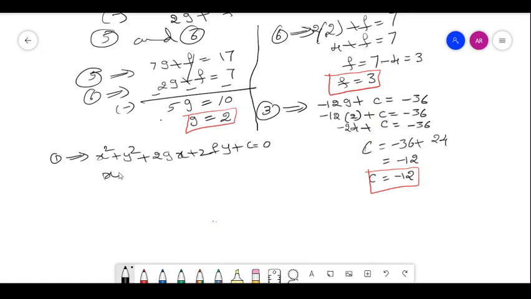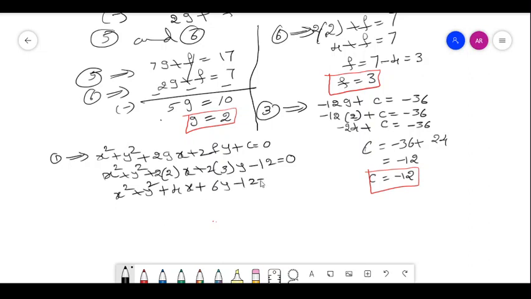And x square plus y square plus 2 into the value of g, here the value of g is 2, x plus 2 into the value of f, the value of f is 3, into y plus c, which is minus 12, is equal to 0. That is x square plus y square plus 2 2s are 4x plus 2 3s are 6y minus 12 is equal to 0. This is the seventh equation. This is the equation of the circle.